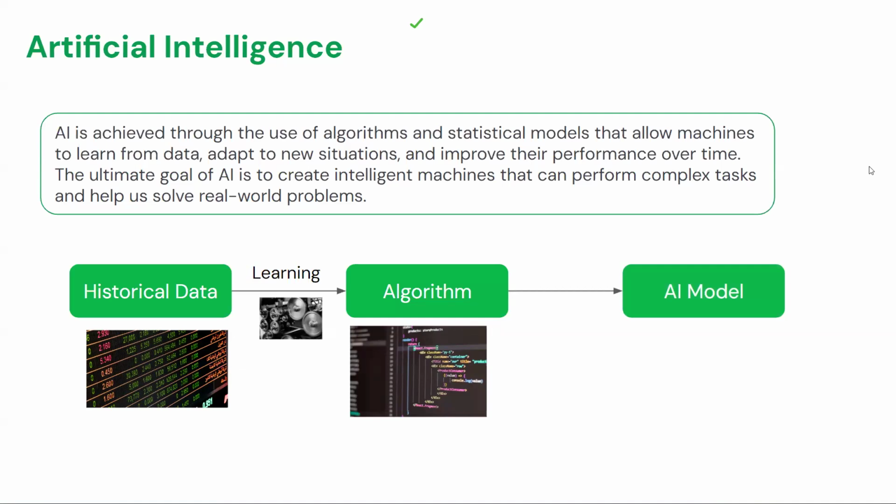So we'll be having historical data. Whenever you feed this historical data to an algorithm, which is a mathematical model, a mathematical system. Algorithm is nothing but a mathematical system. And this algorithm is designed in such a way that it should learn or understand the patterns present in your data automatically, not manually.